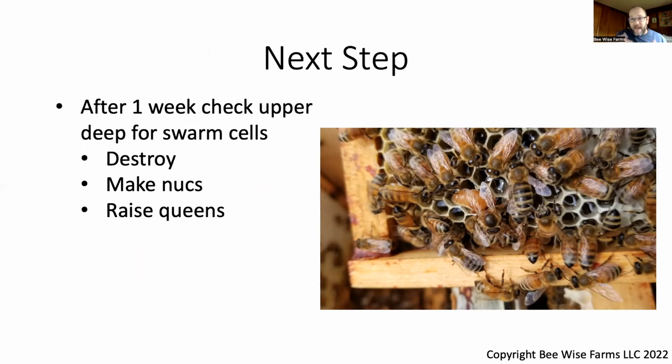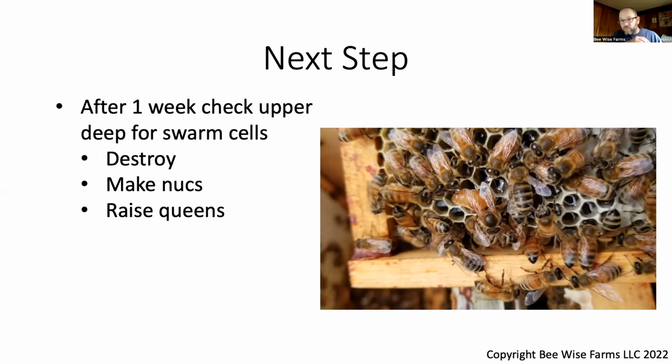If you already had swarm cells in them when you were making this, that's a decision you make at that time. So you either come back after a week if you didn't have a bunch of swarm cells. Now, you can do this method before you see swarm cells. If you know you have a ton of backfilling and you see this happening in front of your eyes and you don't have space, you can proactively do this Demaree method.